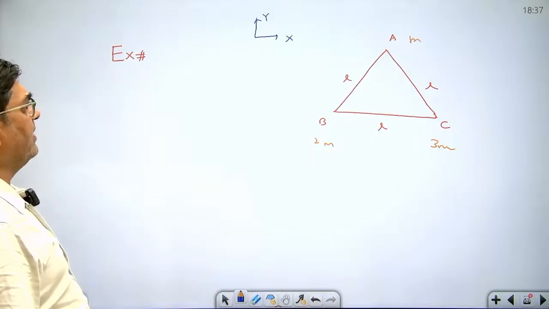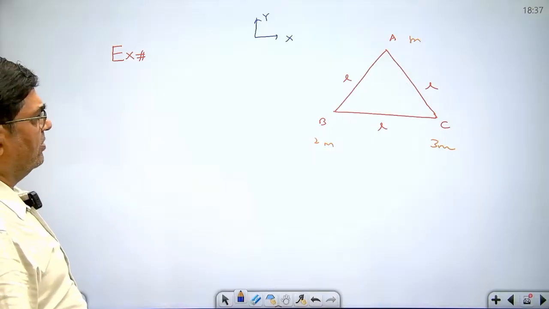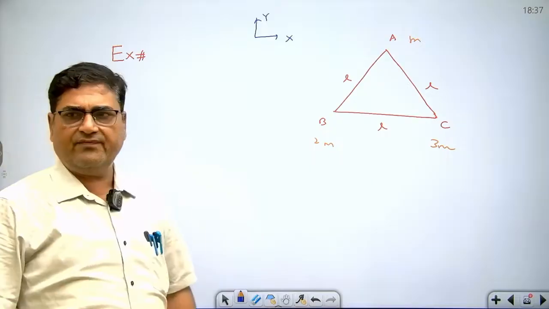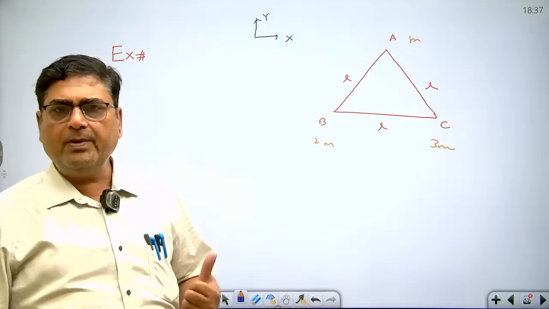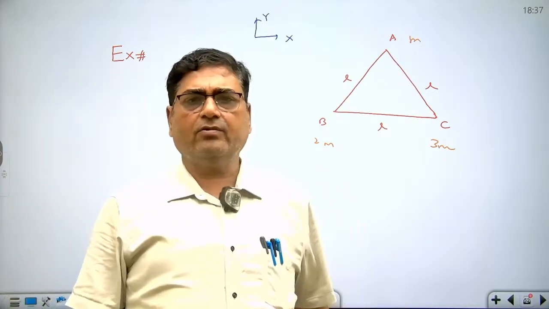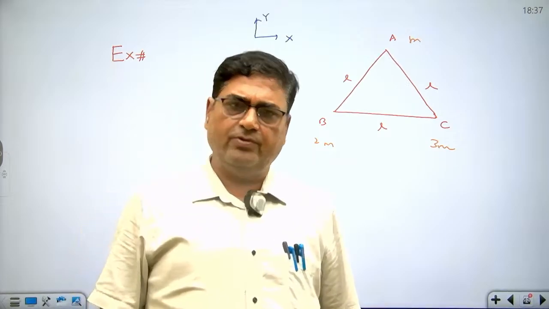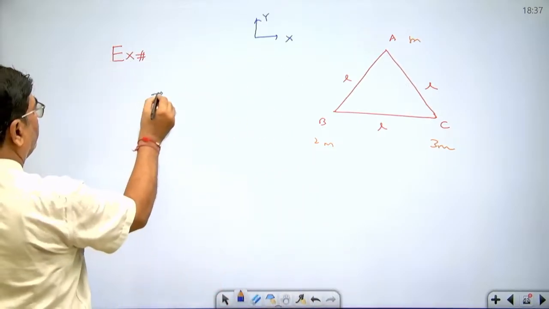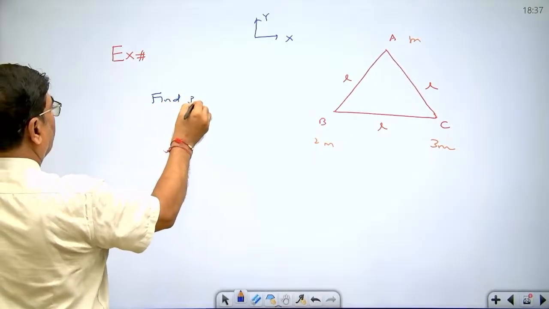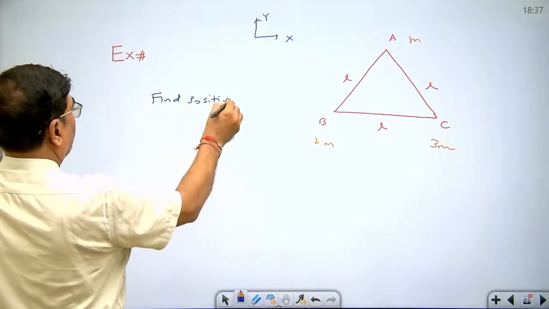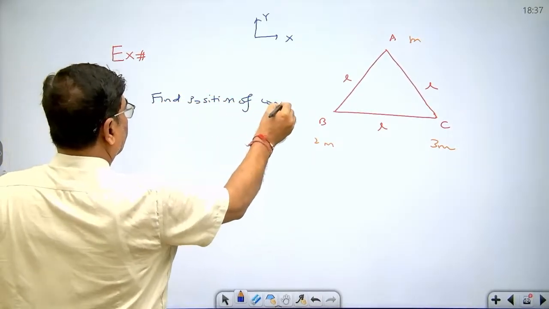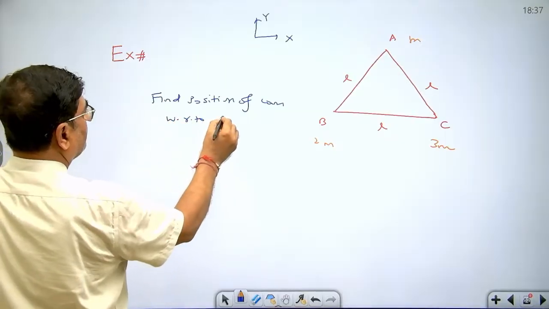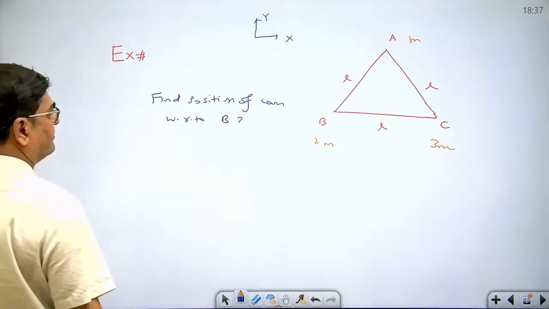Now we have to determine the position of center of mass of this point mass distribution system about reference point B. We will be taking the coordinate of the reference point as 0, 0. Find the position of center of mass with respect to point B.